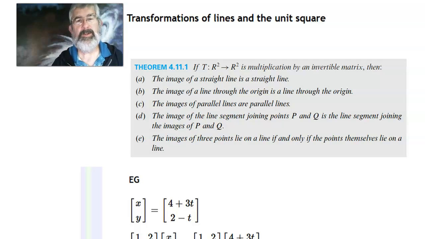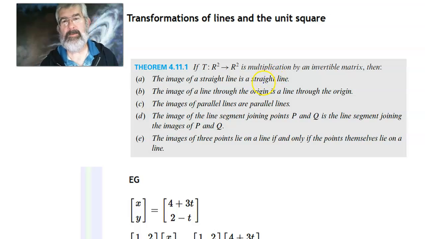In this video, I want to take a look at transformations of lines and the unit square. Here's the theorem. If T from R2 to R2 is multiplication by an invertible matrix, so this is a matrix transformation, then 5 things.